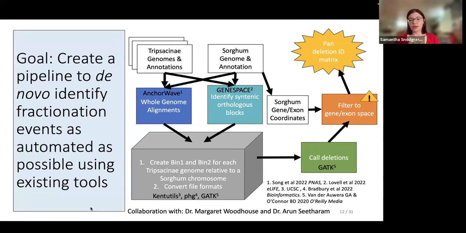While this pipeline does work, I want to throw up a caution sign here, in that I am still working on finalizing and fine-tuning this last step where we're filtering the deletions for gene and exon space, which is something that I will talk about in just a moment. But just a caveat, that is the last piece that I'm putting together for this pipeline. But otherwise, everything works.